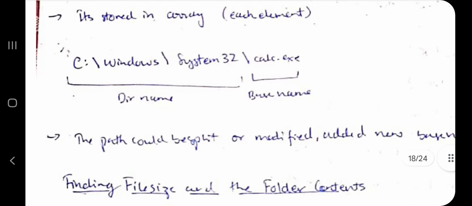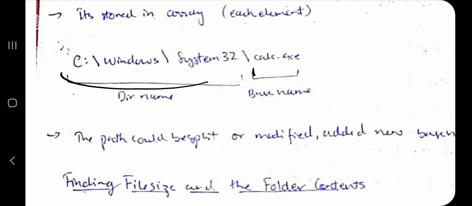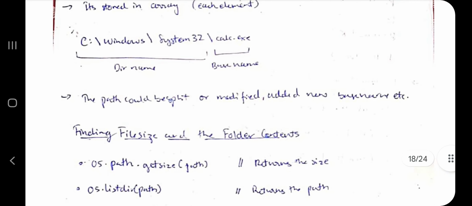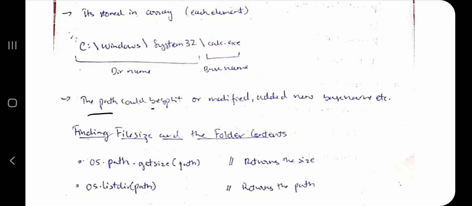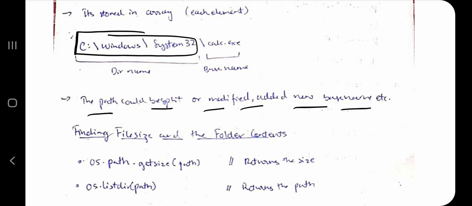Okay, and this is the directory name, and this is the base name, and the path could be split, modified, or added to with a new base name. Since we have divided the path into different parts, each of those parts is modifiable. So if you want to change this directory, you can change this name here. It will move the files which are present after it to the new directory.